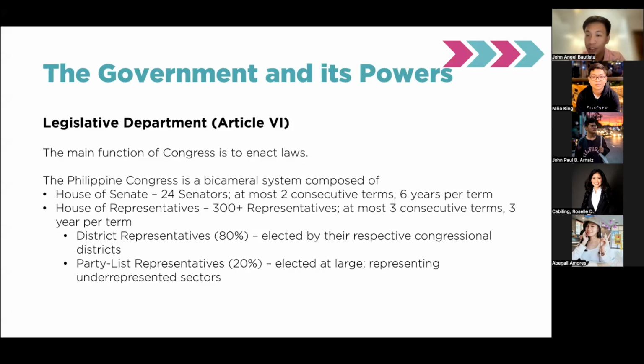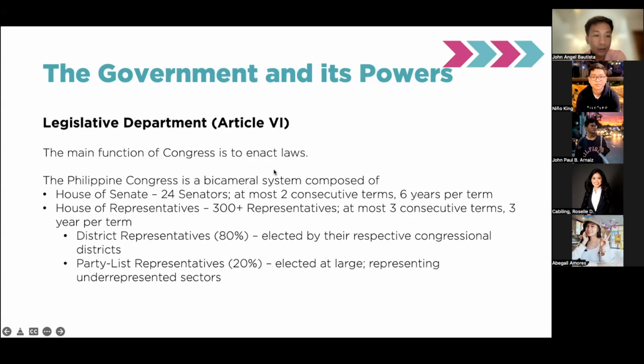So, we have the Senate composed of 24 senators, at most 2 consecutive terms, and one term for them is 6 years. The House of Representatives, on the other hand, sa ngayon na 300 plus na siya, at most 3 consecutive terms, and then 3 years ang bawat term. So, all in all, kapag na-re-elect siya ng 2 beses, it's a total of 9 years. Sa Senate naman, 6 years ang isang term, and then maximum of 2 re-elections, so 12 years ang maximum. Before they have to go through it again, kailangan nila magpalipas, tas pwede na ulit silang tumakbo, no?